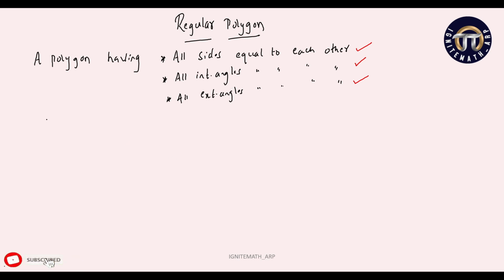So now here I'm just drawing a triangle where all its sides are equal to each other. What are you going to call this triangle? Can you tell me? It's called an equilateral triangle.